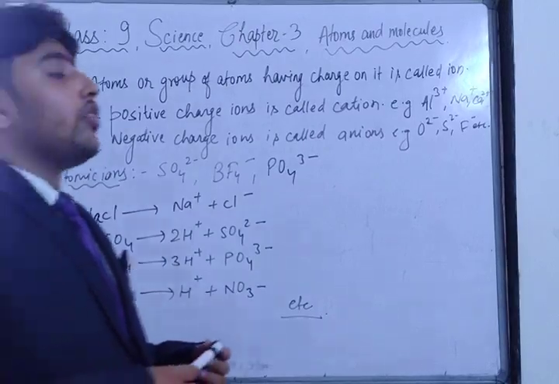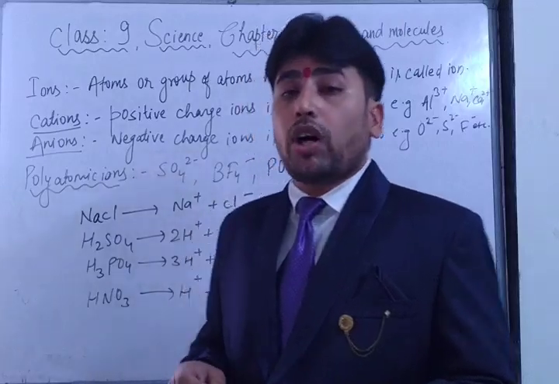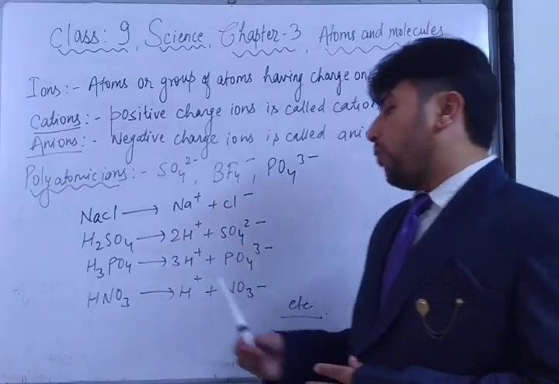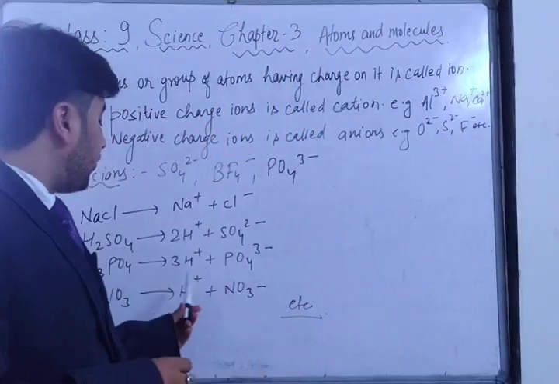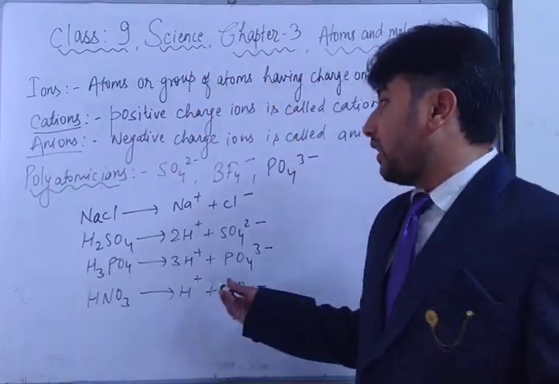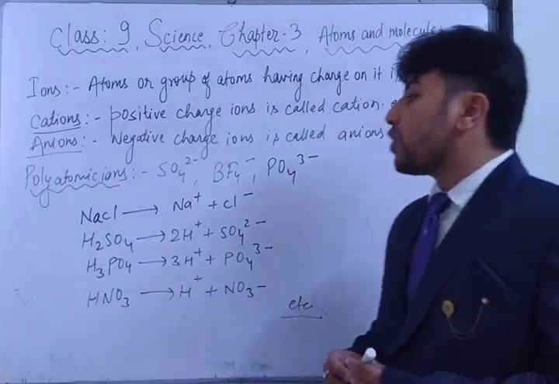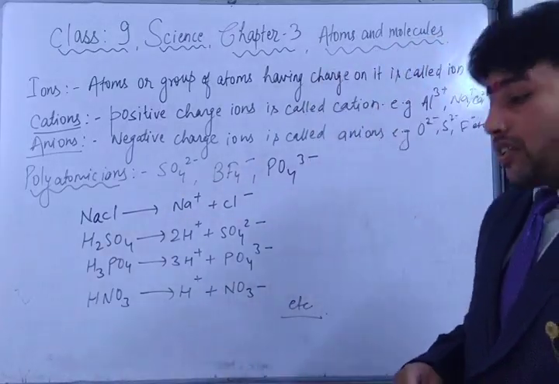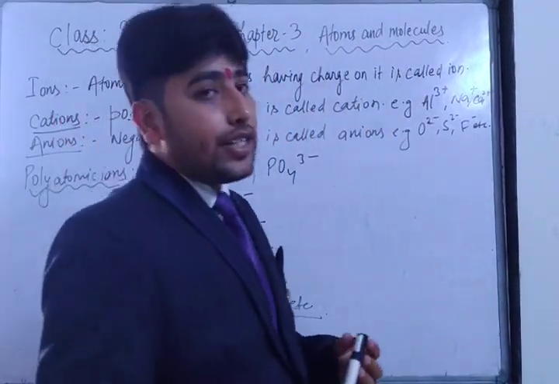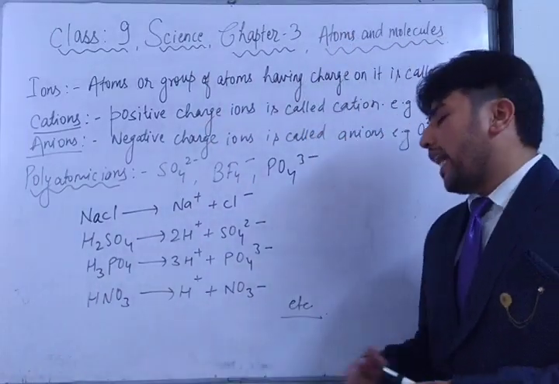If I talk about phosphoric acid, what is its chemical formula? H3PO4. When H3PO4 breaks down, it becomes 3H plus and PO4 3 minus. As it breaks down, you can see 3H plus and PO4 3 minus. So this is also a polyatomic anion. If I talk about nitric acid, what is its chemical formula? HNO3. It breaks down into H plus and NO3 minus.